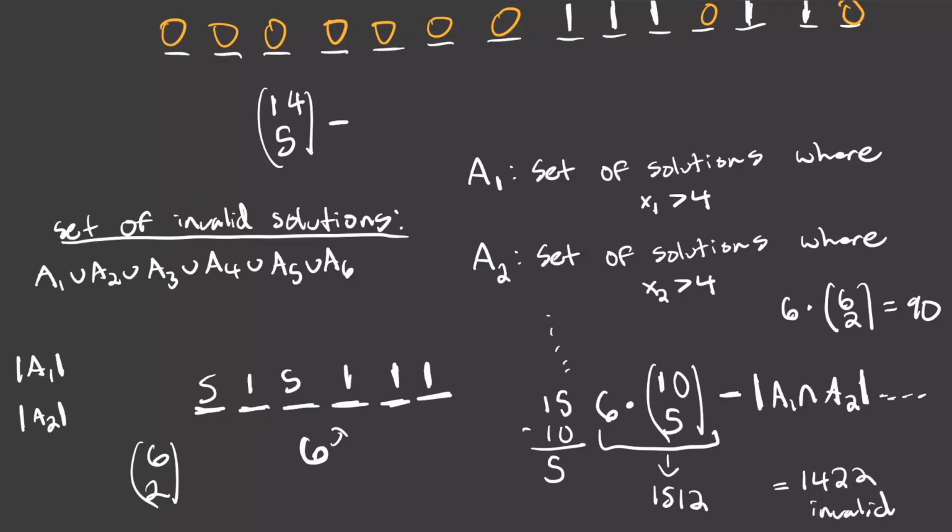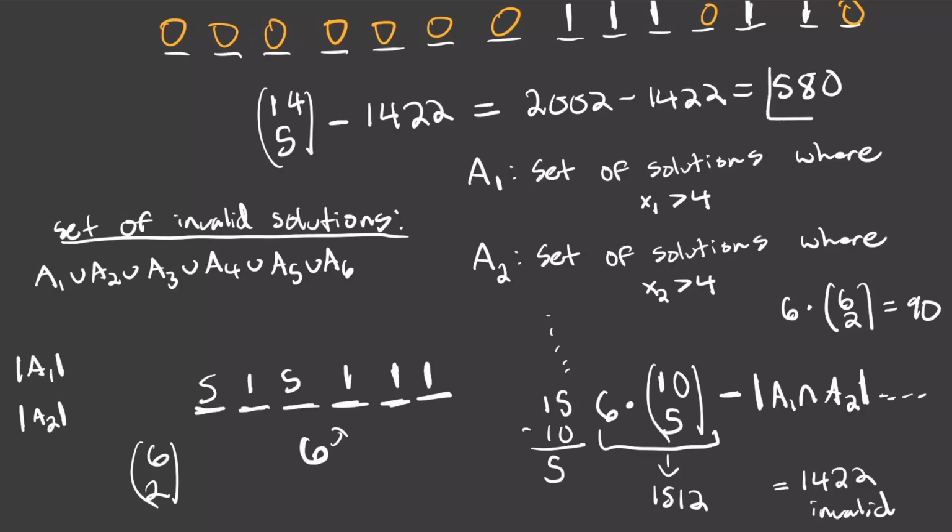So now all that's left for us to do is just take the total and subtract off the number of invalid, which is 1422, and this will give us our final answer. So on a calculator, I got 14 choose 5 as 2002. So when I subtract 1422, that's going to end up equaling 580. And this is going to be our final answer. There are 580 ways to distribute 15 donuts to 6 different types, subject to the constraints that each type can have between 1 and 4 donuts allocated to it.